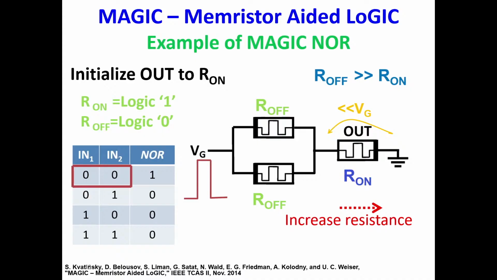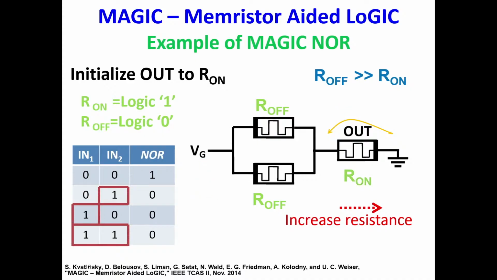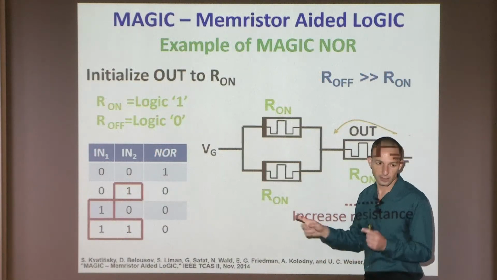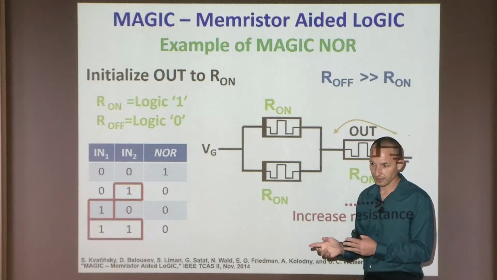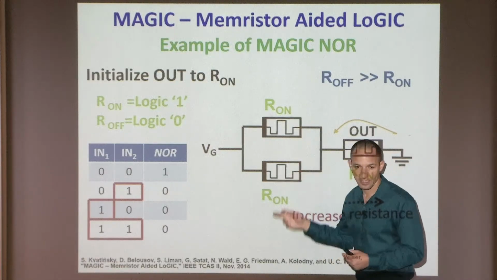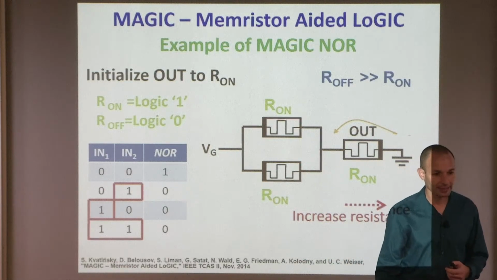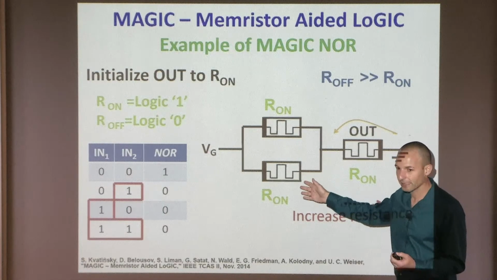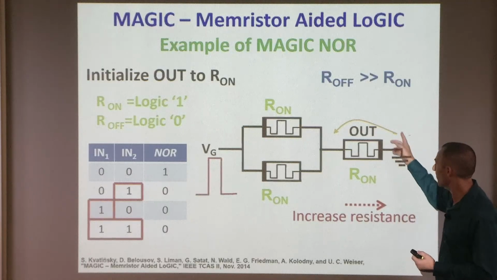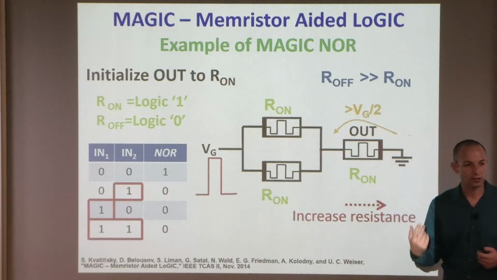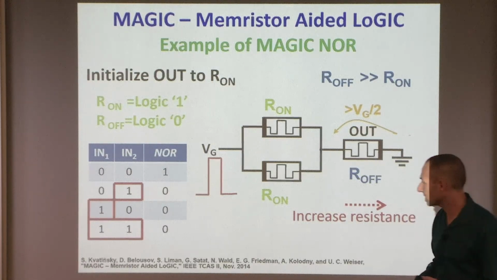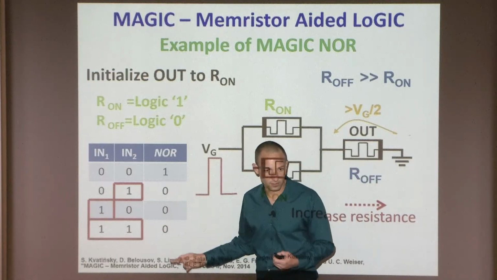In any other case, at least one of the input resistors will be in the low resistive state. 2 resistors in parallel go with the low resistance, so in total here we will have low resistance. Now the voltage will be divided between the two parts, between the inputs and the output. So now we'll have a voltage here that will be sufficiently high to change the resistance of the output, which means that it will switch to 0. So that's exactly the truth table of a NOR gate.